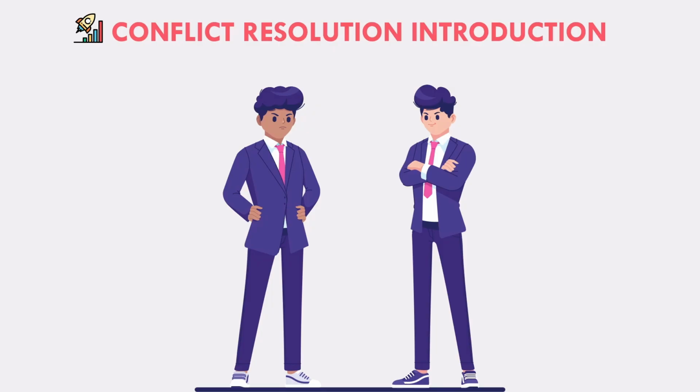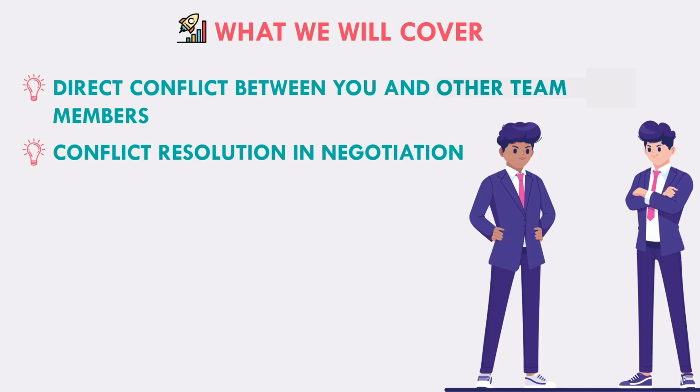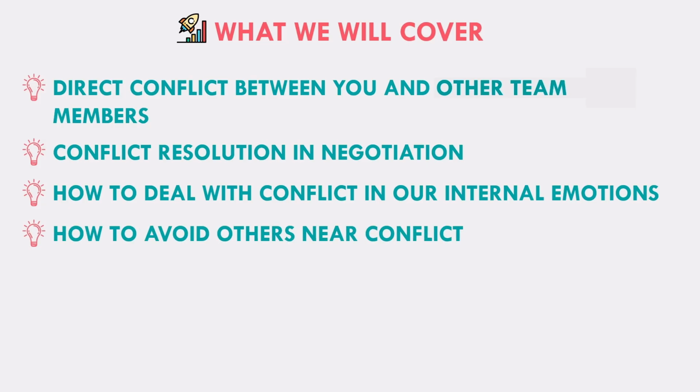Now let's begin discussing conflict resolution. This is going to serve as the introduction video to it, and we'll cover it in the next videos as well. We're going to cover how to deal with direct conflict between you and your team. We're going to cover conflict resolution in negotiations and when and how to use or avoid conflict, and how to deal with conflict in our internal emotions and sensing when others are in a stressed state, which is kind of a near conflict state, that we want to avoid in others, which is really using emotional intelligence in a way.